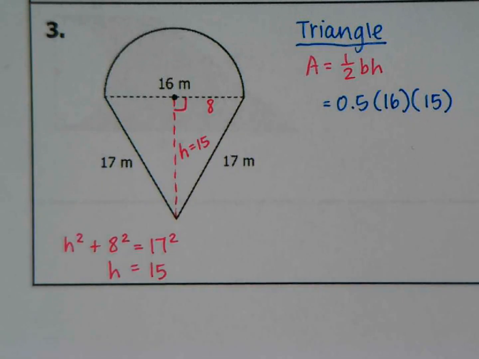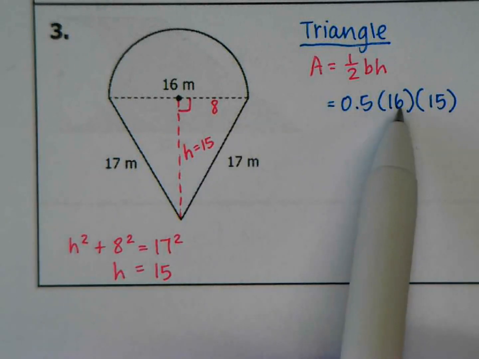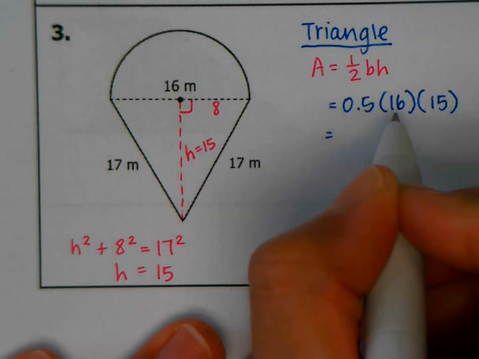That's actually a very common error. If you do that, no worries. Just multiply your answer by 2 at the end, because you basically just found the area of half the triangle if you put 8 in there. That's it. All right, what's that? So that's going to be 120, I think. 120.